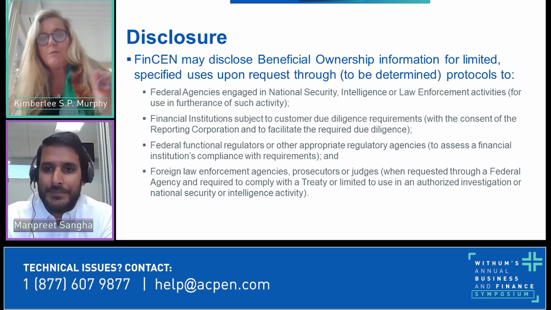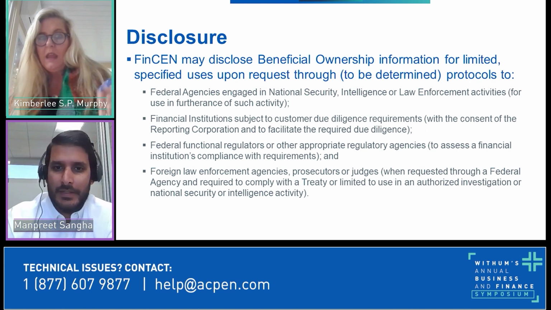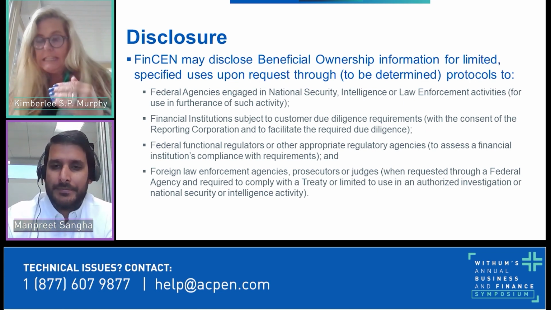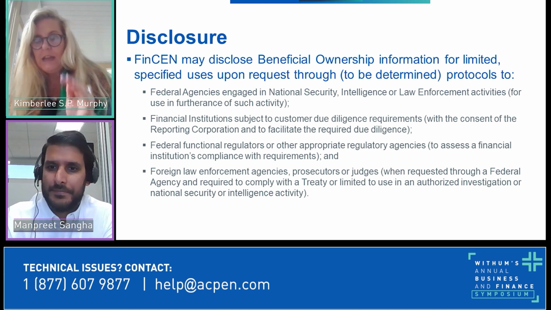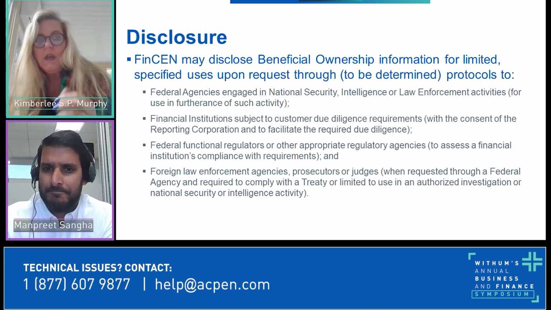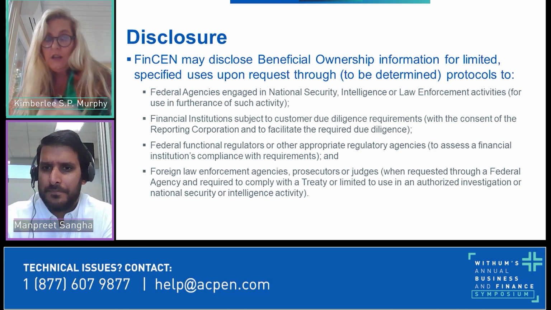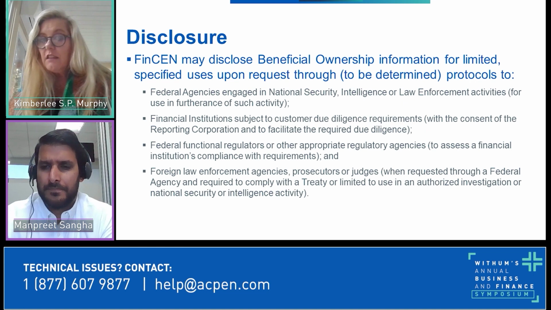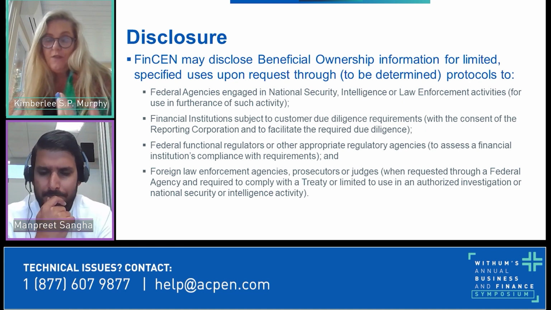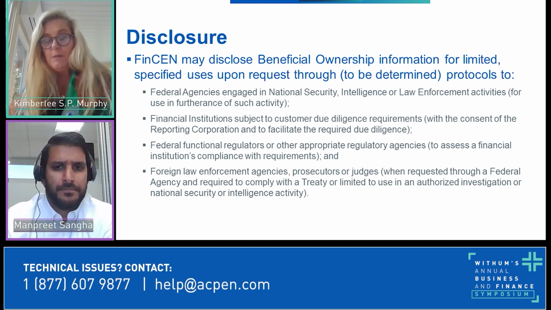And this is an interesting part of it. We won't go through this in too much detail, but FinCEN can disclose this beneficial information. It's limited to who they can disclose it to, but it can be disclosed. It can be disclosed to federal agencies involved in national security and intelligence and law enforcement. It can be disclosed to financial institutions due to customer due diligence. It can be disclosed to federal functional regulators or appropriate regulatory agencies, and to law enforcement, if they need it to comply with a treaty or for limited investigation.